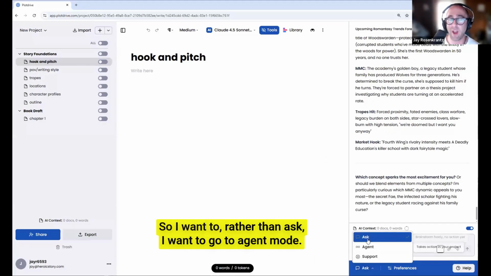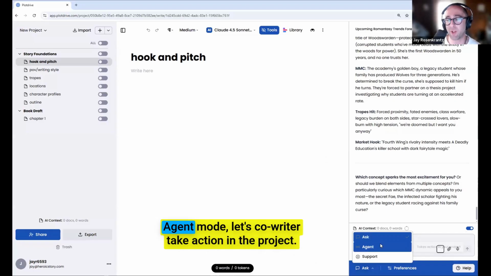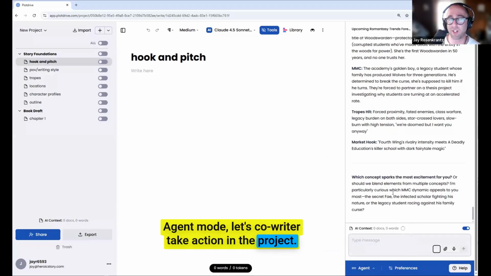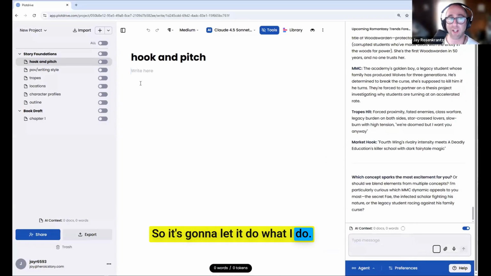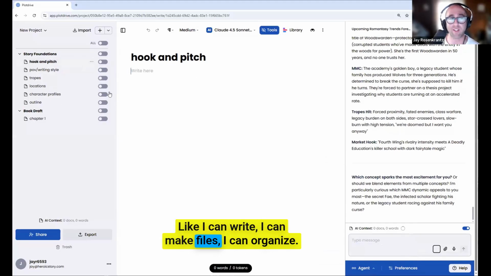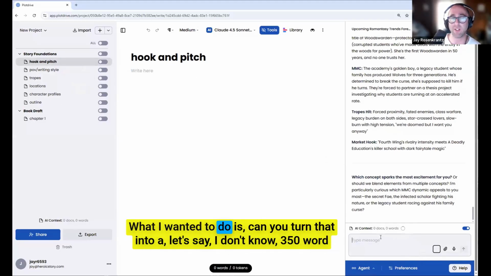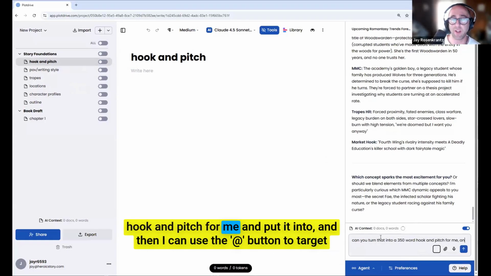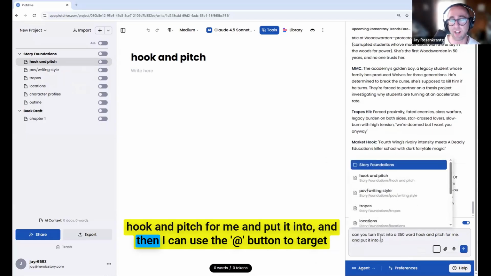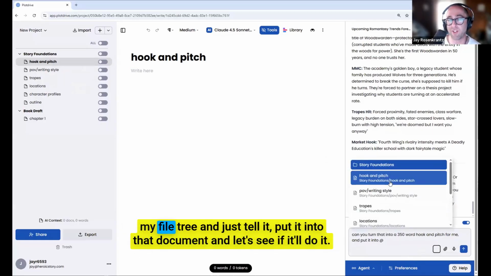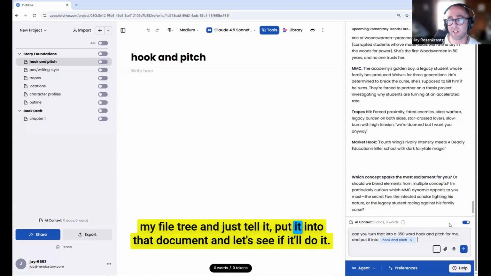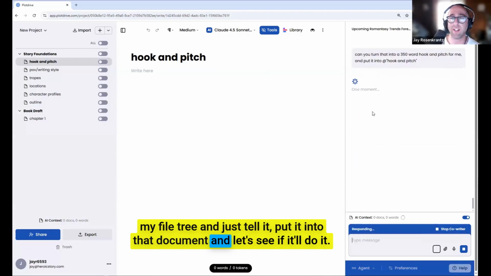So rather than ask, I want to go to agent mode. Agent mode lets Co-writer take action in the project. So it's going to let it do what I do. I can write, I can make files, I can organize. What I want to do is, can you turn that into, let's say, a 350 word hook and pitch for me, and then I can use the at button to target my file tree. I can just tell it, put it into that document. And let's see if it'll do it.